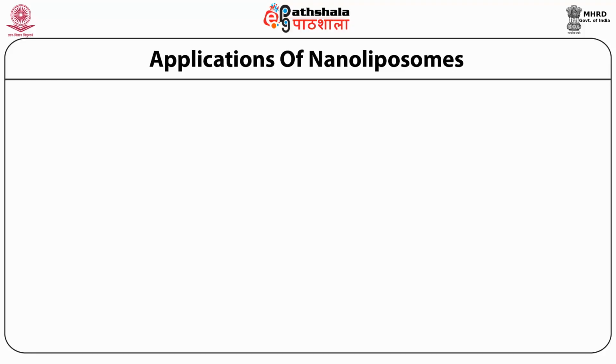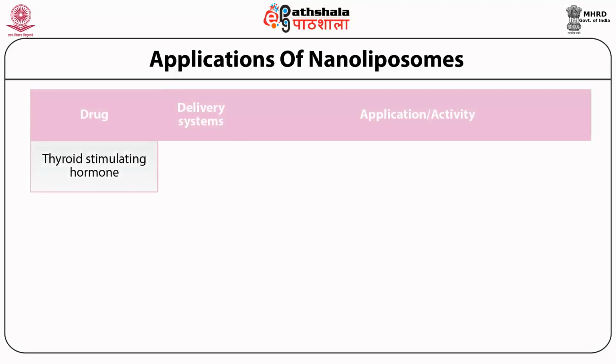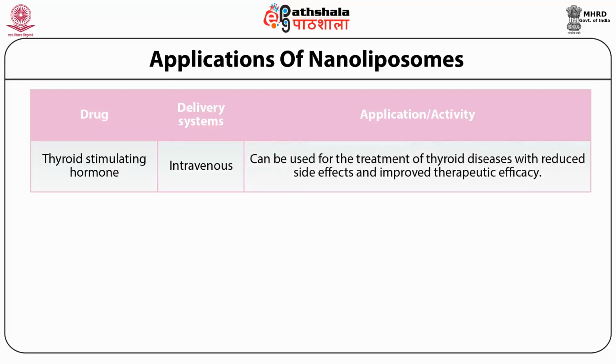Nanoliposomes are used for the encapsulation of delivery of bioactive agents. The particle size of nanoliposomes is usually less than 50 nanometer, and this term nanoliposome is used to describe the bilayer lipid vesicles which are available in the nano size range. Now there are some examples showing the applications of nanoliposomes in this table, like for thyroid stimulating hormone, which is being given by intravenous route. There it can be used for the treatment of thyroid disease with reduced side effects and improved therapeutic efficacy.